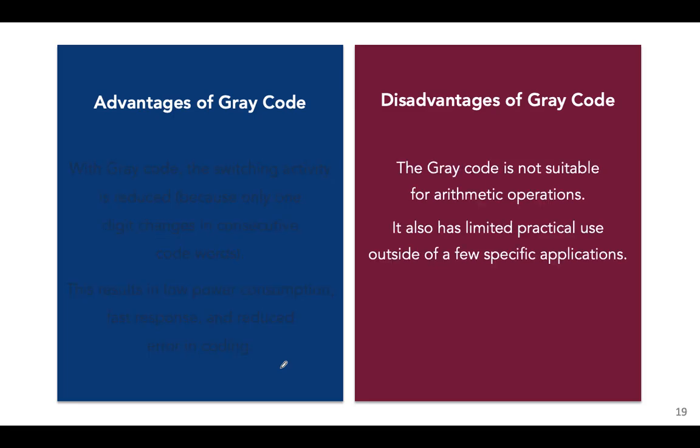But on the negative side, the gray code is not suitable for arithmetic operations. Also, it has limited practical use outside of a few specific applications. For applications such as error correction and analog digital conversion, gray codes are very effective. But outside of these, they offer limited utility.